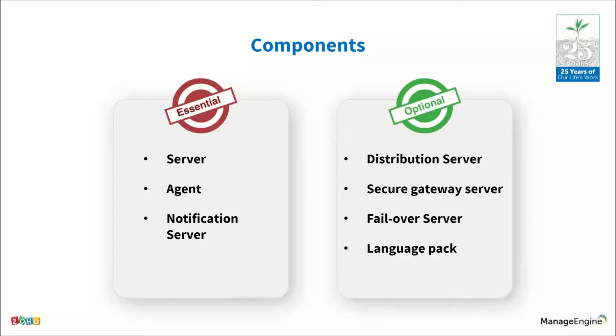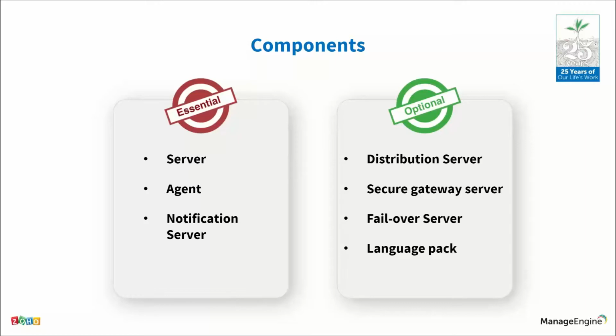Now, when we take a look at the optional components, we have a distribution server, which serves as a repository to store your patches, software, or scripts that you're looking to deploy in a machine part of a remote office. We can also create unique replication policies for each location that you manage as per your bandwidth requirement.